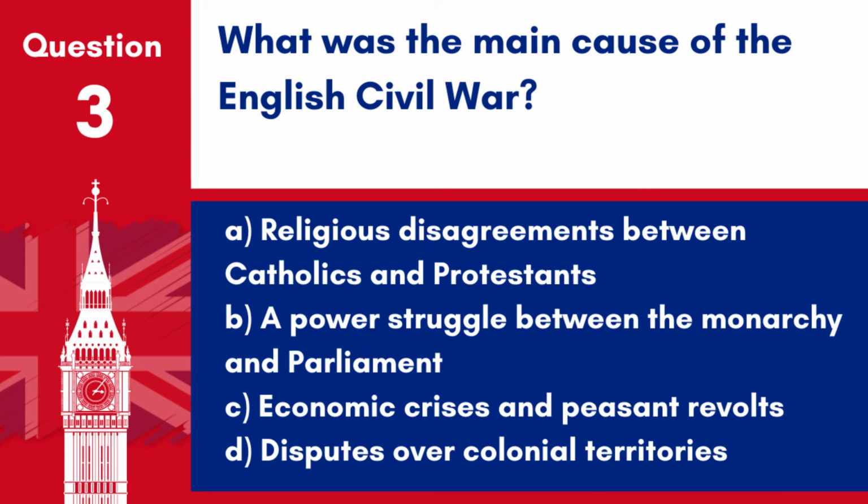What was the main cause of the English Civil War? A. Religious disagreements between Catholics and Protestants. B. A power struggle between the monarchy and Parliament. C. Economic crises and peasant revolts. D. Disputes over colonial territories.